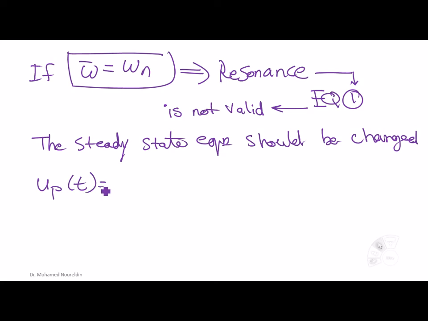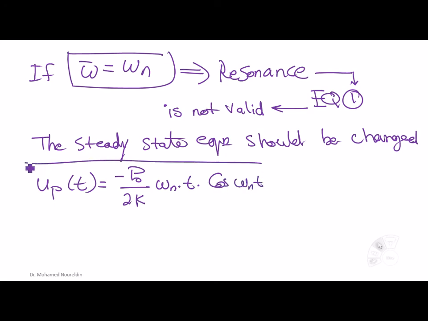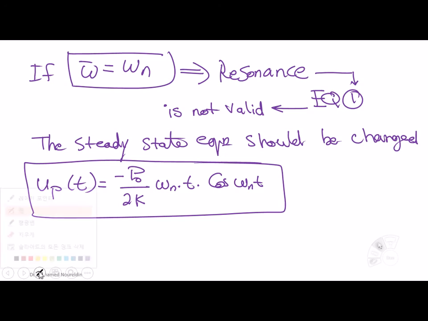Take care of this. It is going to be minus p node over 2k omega n times t times cosine omega n t, okay? This is the particular solution for this case. And this is, as we said before, okay for the special case where omega bar equals omega n, the resonance case.